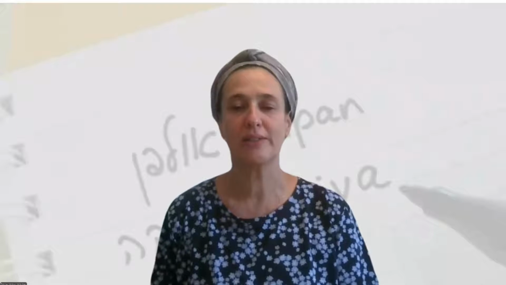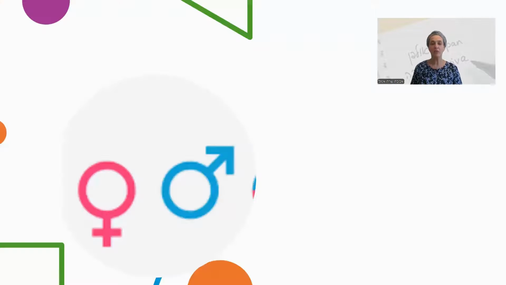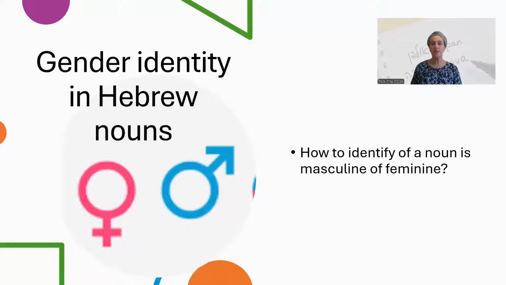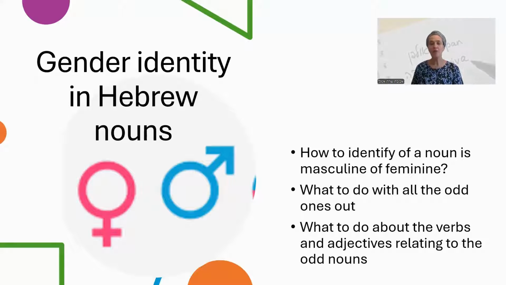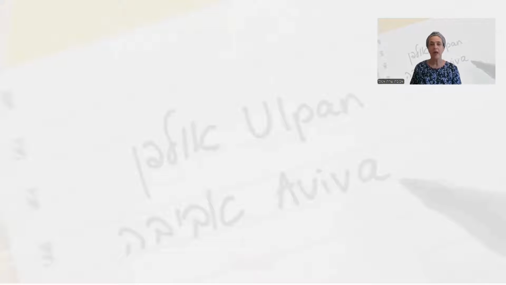Let's start. And today we are talking about the gender identity in Hebrew nouns, how to identify if a noun is masculine or feminine, what to do with all the odd ones out, and what to do about the verbs and adjectives relating to the odd nouns. So let's dive straight in.